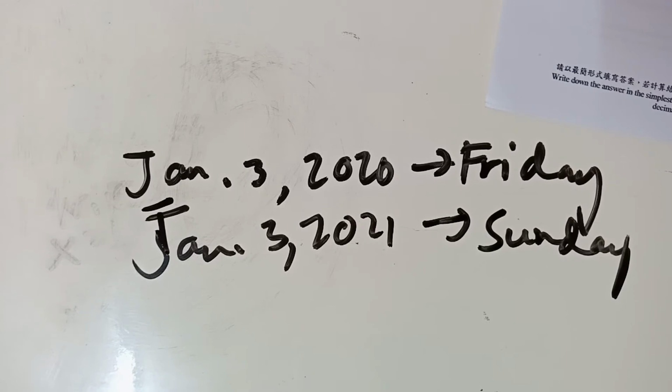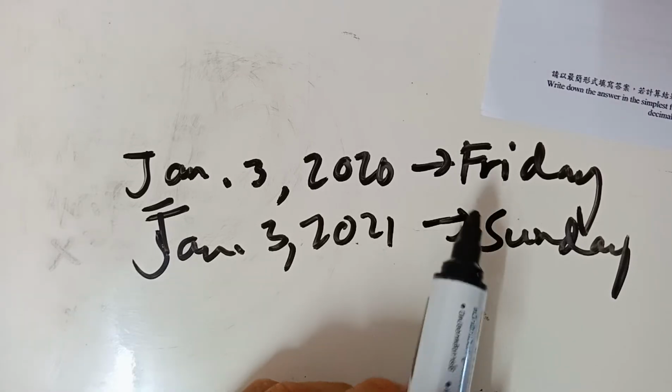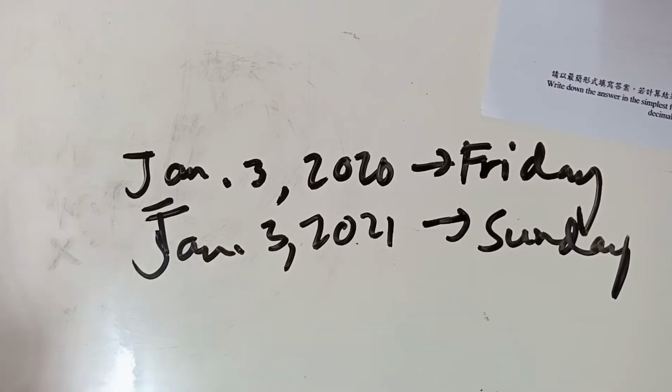If it is a normal year, if it's not a leap year, usually the same date will be 1 day ahead for the next year. But if there is a leap year, you have to count the 29th of February, so that's an additional 1 day. So instead of Saturday, it becomes Sunday. So let's go back to the problem.